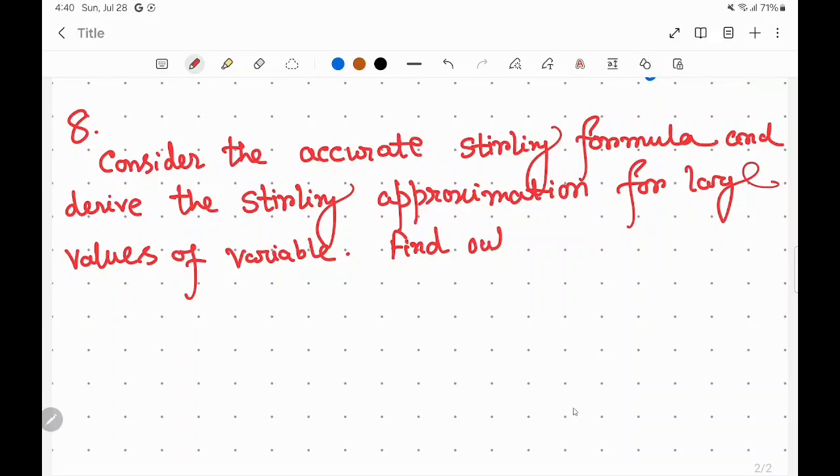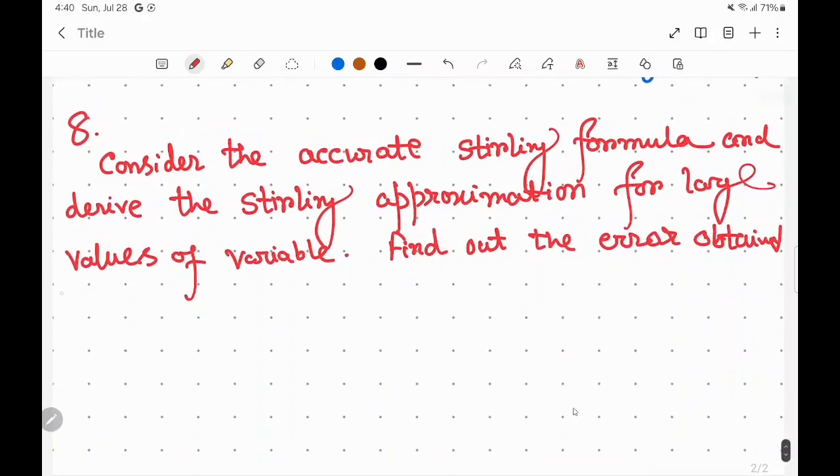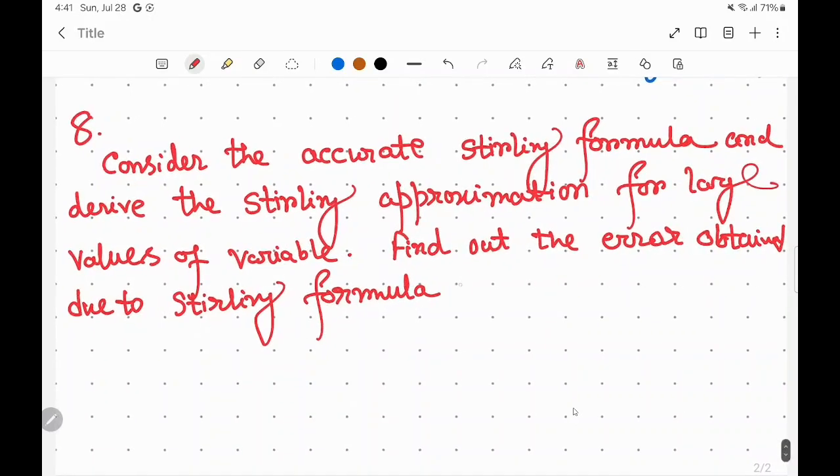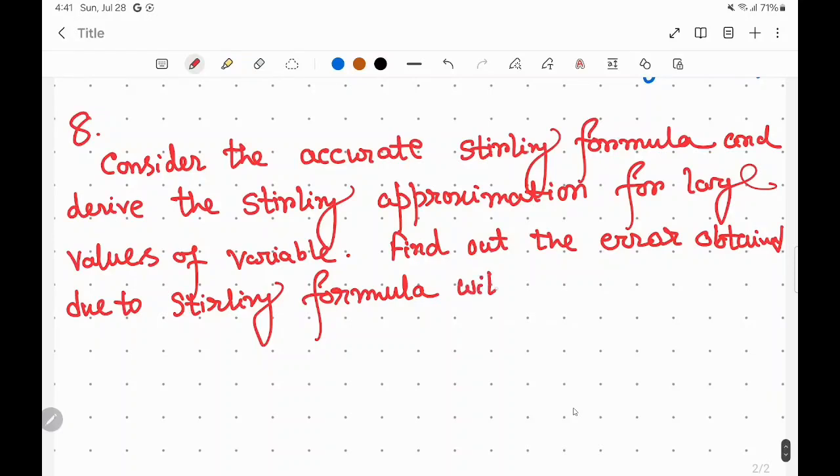Find out the error obtained due to the Stirling formula with a sample size of 10. Okay, so this is the question.